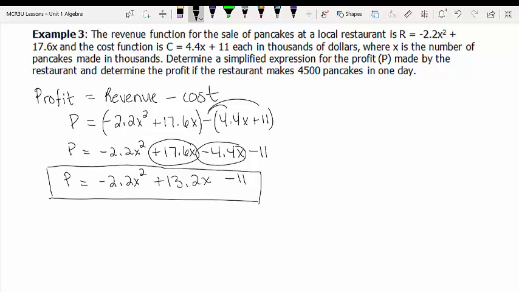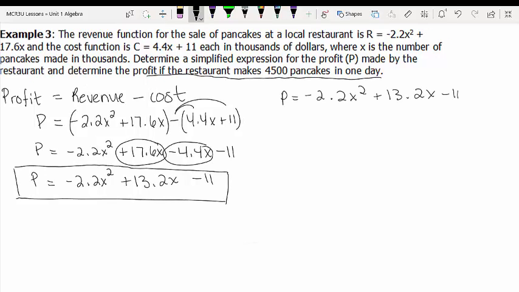Part two asked, now use that simplified expression to figure out how much profit the pancake restaurant would make if they sold 4,500 pancakes in one day. We're basically just going to take our profit equation and plug in the number of pancakes for x and then see what we get as a profit value. The biggest mistake I see students make is they plug in 4,500 for x, but remember, x is the number of pancakes in thousands. So instead of plugging in 4,500, we're going to divide that number by 1,000 and we're going to get 4.5. So 4.5 is the number we are plugging in.